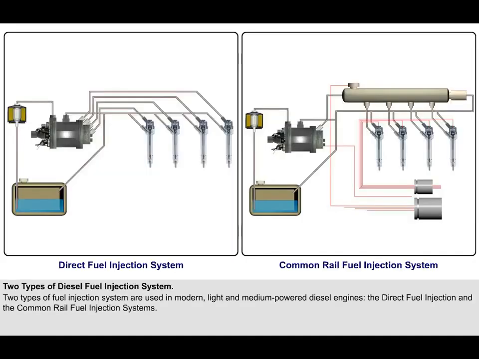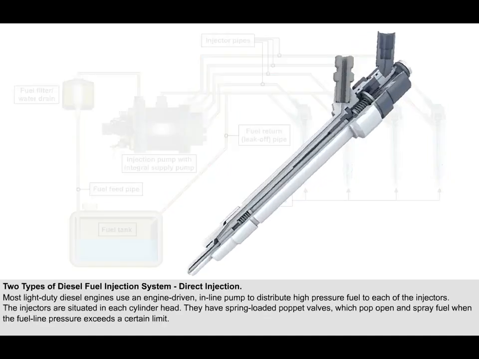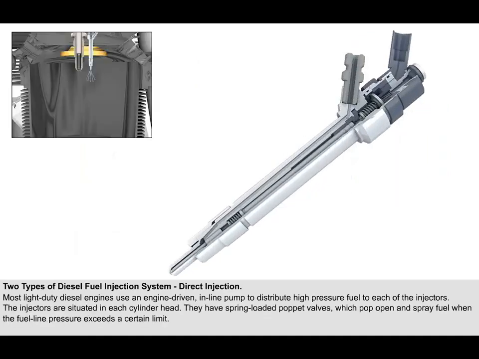There are two types of fuel injection system which are used in modern light and medium-powered diesel engines. They are the direct fuel injection and the common rail fuel injection systems. We'll look at the direct fuel injection system first. Most light-duty diesel engines use an engine-driven in-line pump to distribute fuel under high pressure to each of the injectors. The injectors are situated in each cylinder head. They are mechanically operated and have spring-loaded poppet valves, so they pop open and spray fuel when the fuel line pressure exceeds a certain limit, typically 4,500 psi.